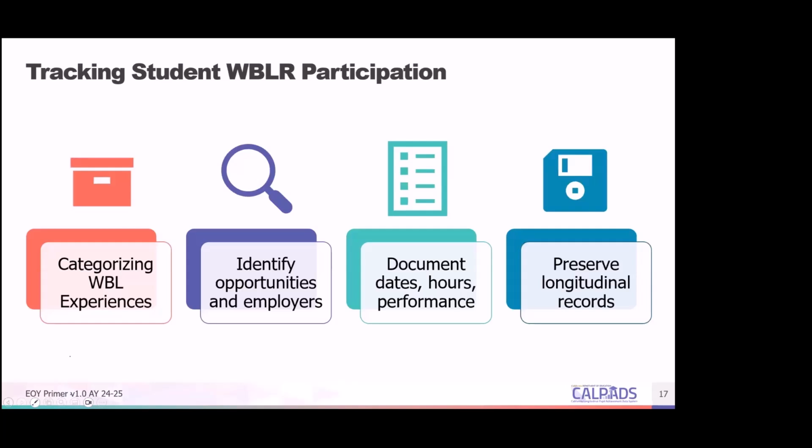LEAs implement federal policies around work-based learning by identifying opportunities and by identifying employers. Schools and school sites will also track and associate career pathways, employers, and companies who provide work-based learning opportunities. So it's very pertinent on you to work with your school sites in identifying your opportunities and employers. The third way in which LEAs implement federal policies around work-based learning is by documenting dates, hours, and performance.